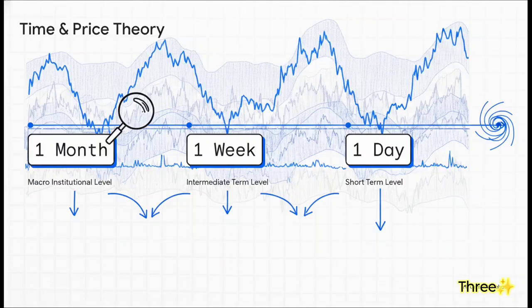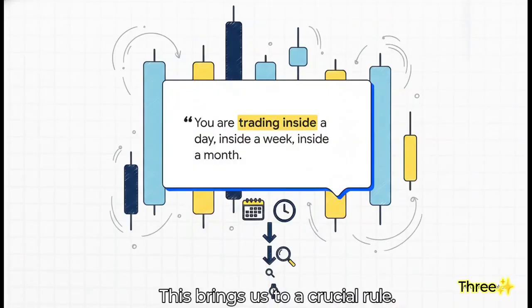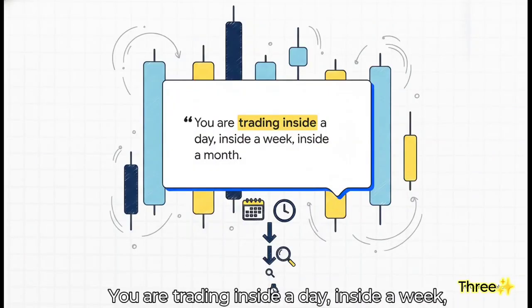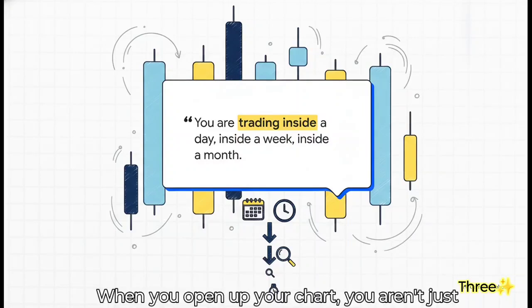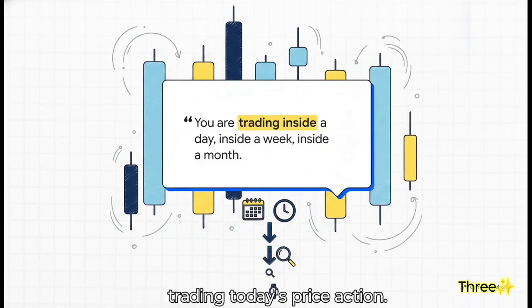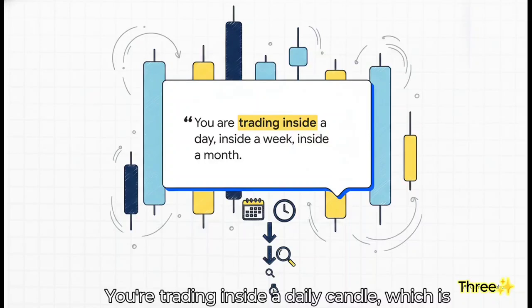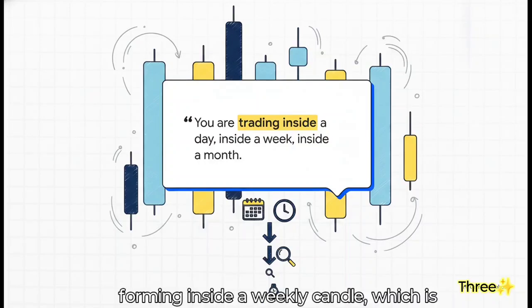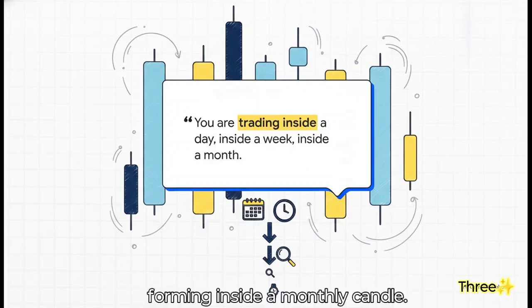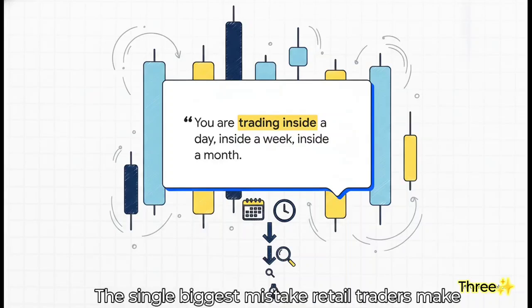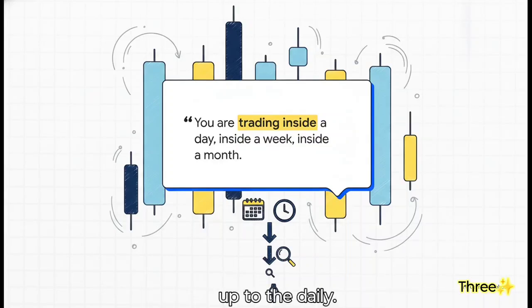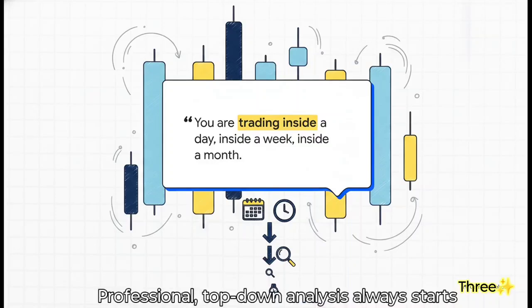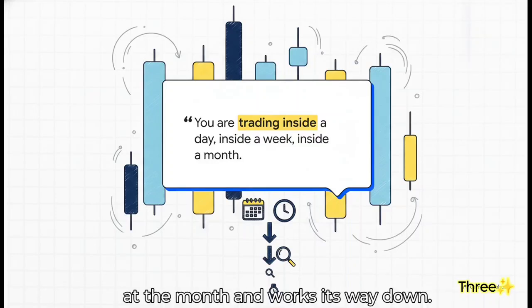It just doesn't work. This brings us to a crucial rule. You are trading inside a day, inside a week, inside a month. When you open up your chart, you aren't just trading today's price action. You're trading inside a daily candle, which is forming inside a weekly candle, which is forming inside a monthly candle. The single biggest mistake retail traders make is analyzing from the 15-minute chart up to the daily. Professional, top-down analysis always starts at the month and works its way down.